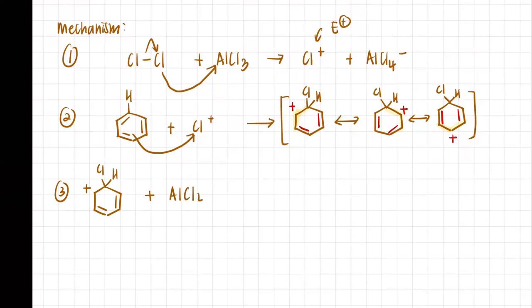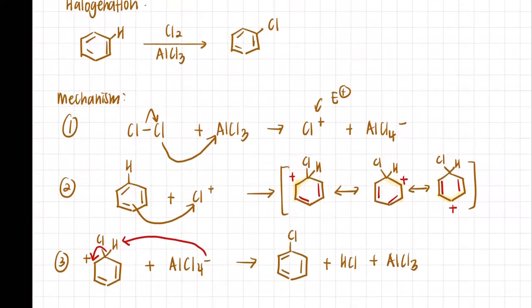To neutralize it, you need a negatively charged substance to attract the hydrogen, and then the electrons from the bond will go back to the positive charge. Lastly, you form something like this: HCl and AlCl3.